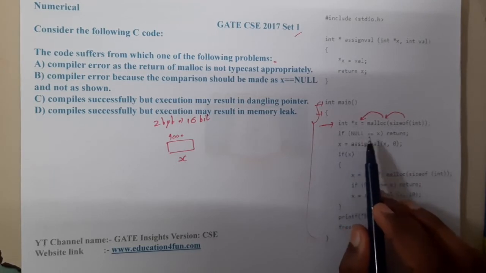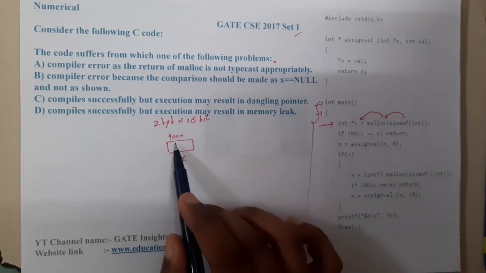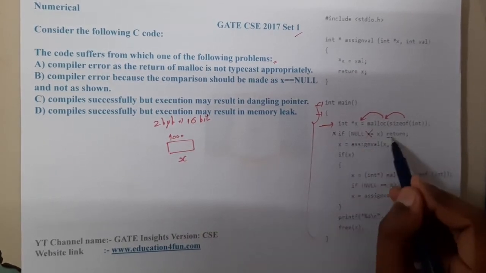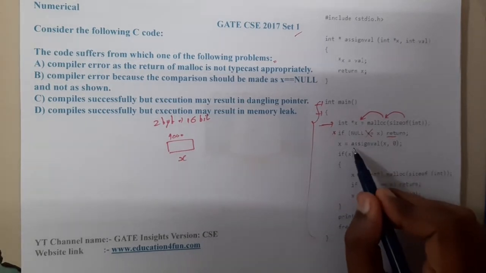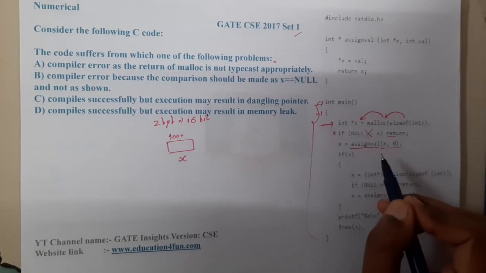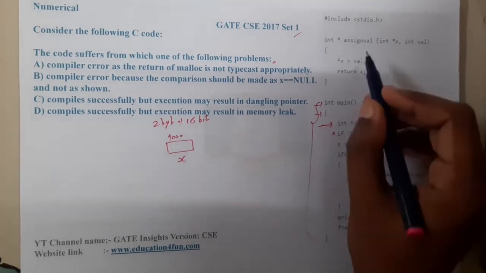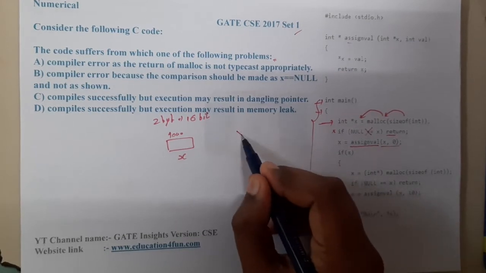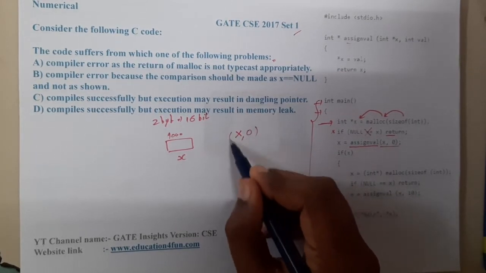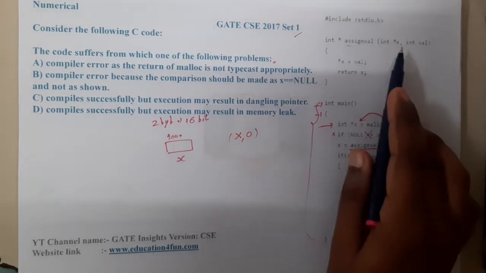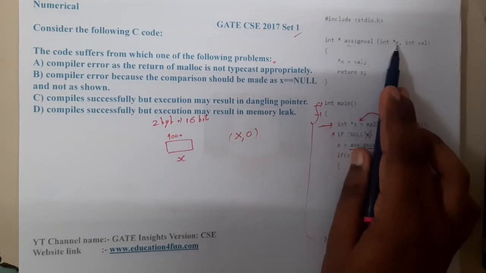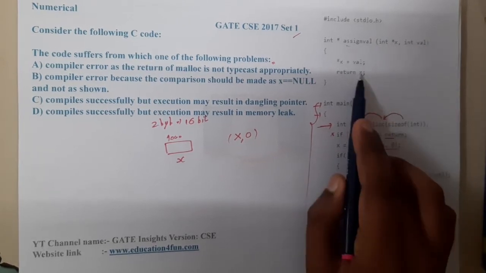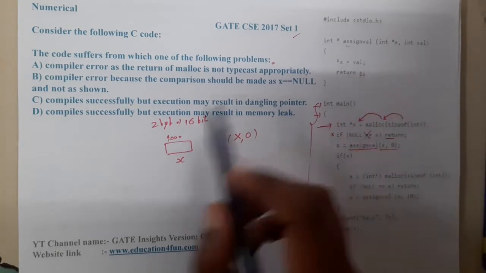Now let us run the code. If NULL == x: x has an address, hence it is not equal to NULL, so this statement will not be executed and the return will not be done. Now we call assign_value(x, 0). We pass x and 0, the value is stored in *x, that value is substituted here and x is returned. So indirectly, after returning, you will be getting 0.